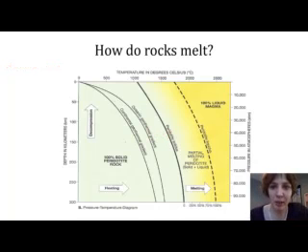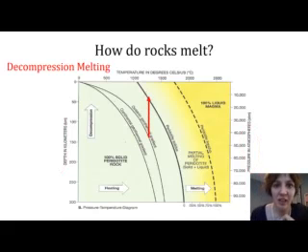Another option would be to decrease the pressure. If we start by considering that same sample of rock, and this time we let it rise up towards the surface, because remember, depth and pressure are synonymous in this instance, then the pressure on that rock will decrease until it reaches conditions described by the solidus line and melting occurs. This is called decompression melting. Importantly, no change in temperature is required for decompression melting to occur.